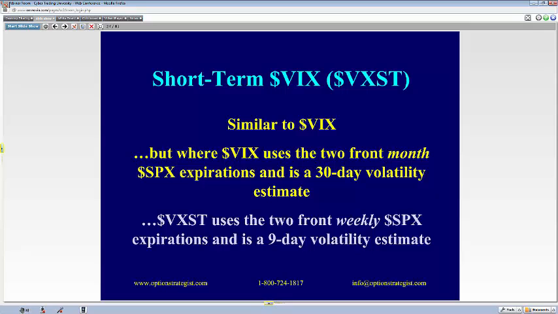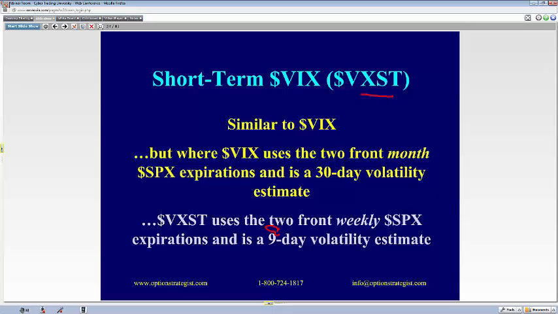Now, the CBOE also publishes a list of volatility indices besides VIX. And I'm just going to briefly review these here because they have some good meaning for traders as well. First is the short-term VIX, which is symbol VXST. You can quote these on your trading systems, just quote it as an index. And it is a 9-day volatility estimate, which I like.